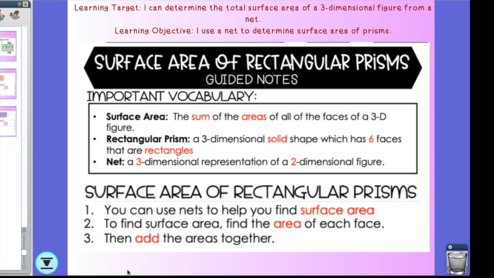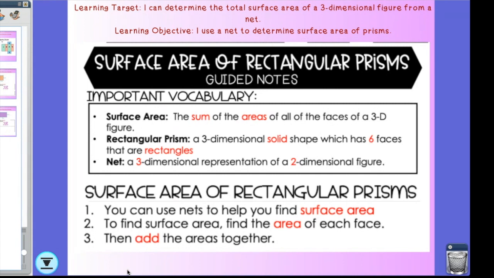Hi 607 and 608. Today we will be learning a new learning target, which is I can determine the total surface area of a three-dimensional figure from a net. And the learning objective is I can use the net to determine the surface area of prisms.